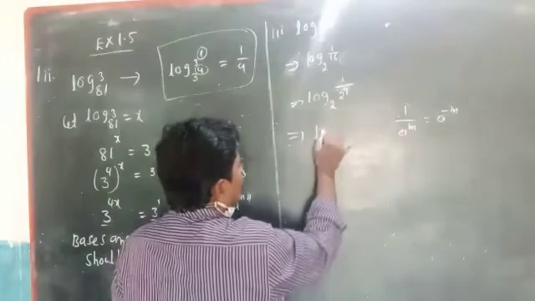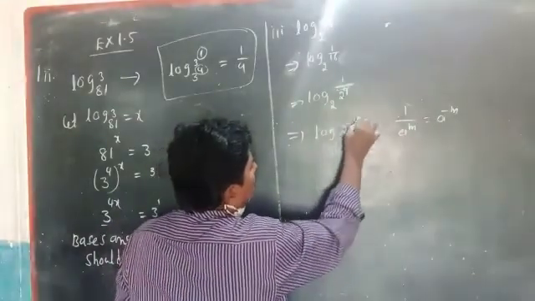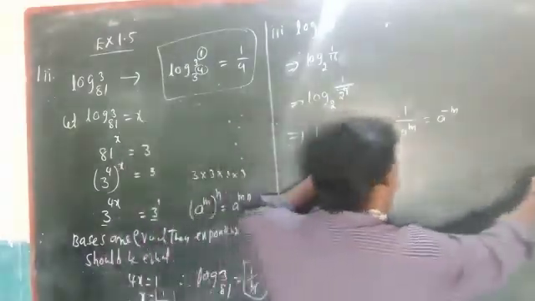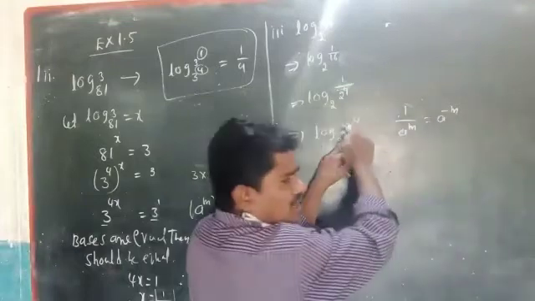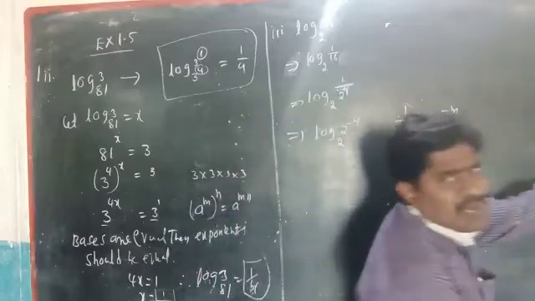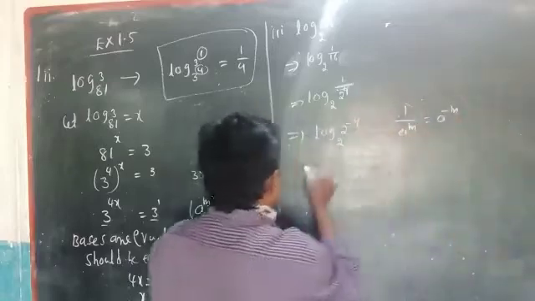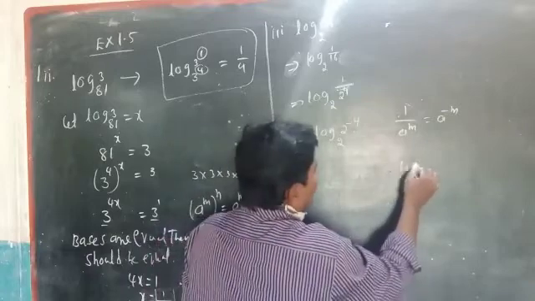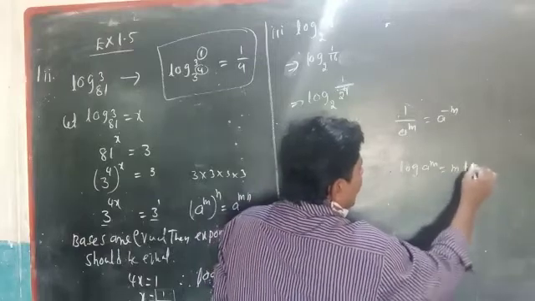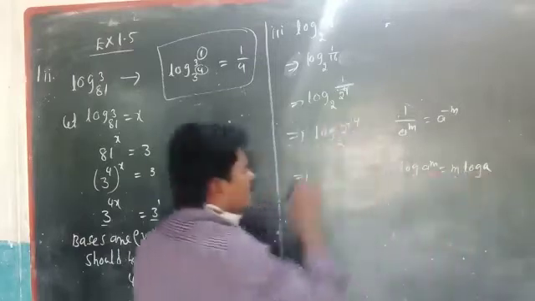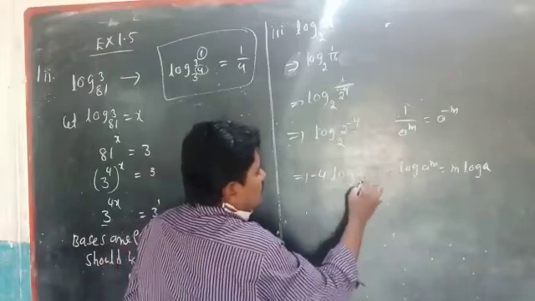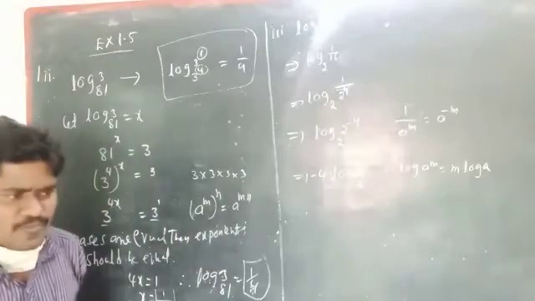So this you can also write as log 2 to the power of minus 4 base 2. Now it is in the form of log a to the power of m, where m is minus 4. That is equal to m log a. So it is minus 4 log 2 base 2.